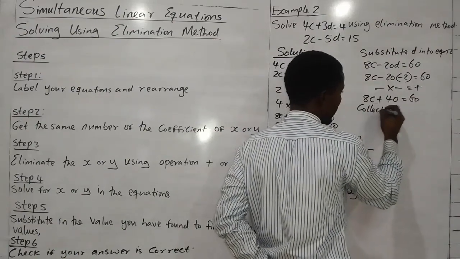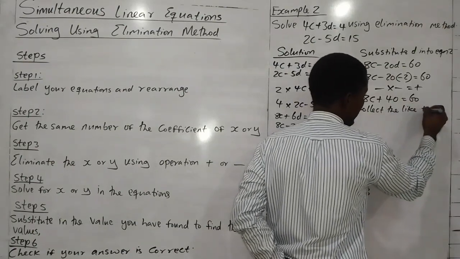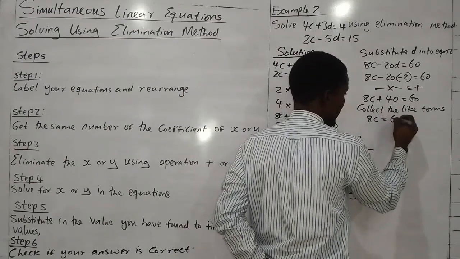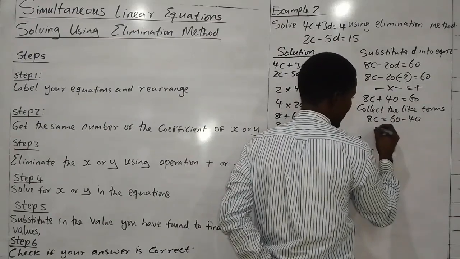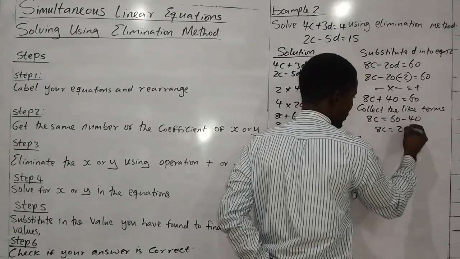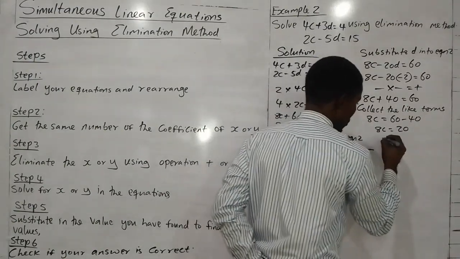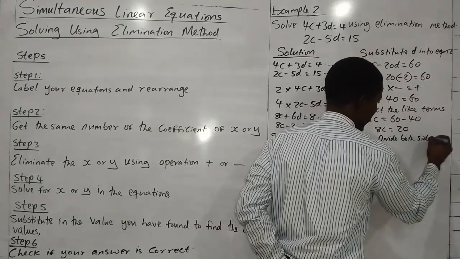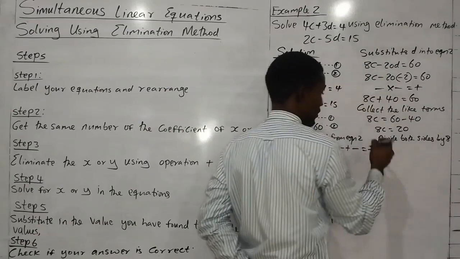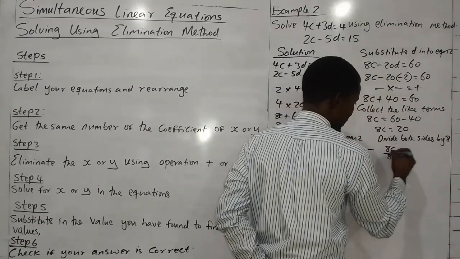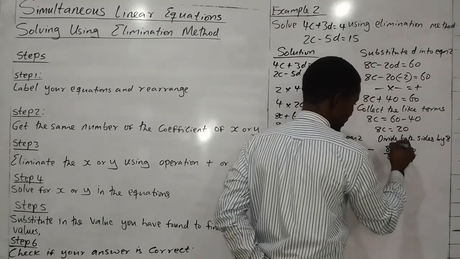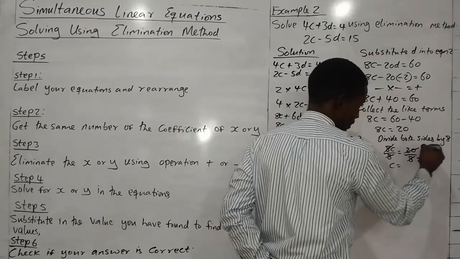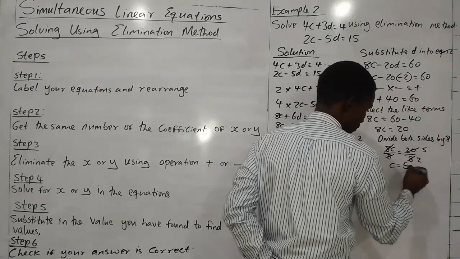The next thing you need to do is to what? Collect the like terms. So you will have 8c equals 60 minus what? 40. 8c equals 60 minus 40, which is going to give you 20. So the next thing you need to do is what? Divide both sides by 8, which is the coefficient of c. So you have 8c divided by 8 equals 20 divided by what? By 8. Cancel out here. 4 here is 2, 4 here is 5. So your c equals 5 over 2.